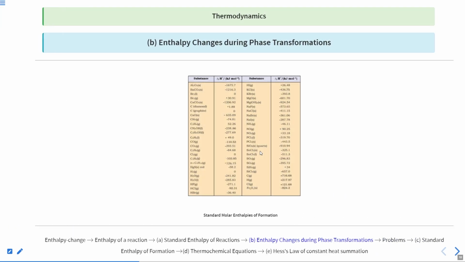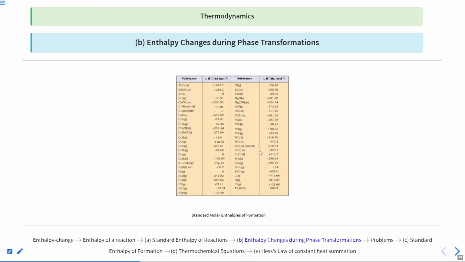So this is the table that we have. If you have to move from solid to liquid, this is basically the enthalpy of fusion for all the solids. Then we have the gaseous ones, and they have the enthalpy values here. So this is a table, you can just look at it.